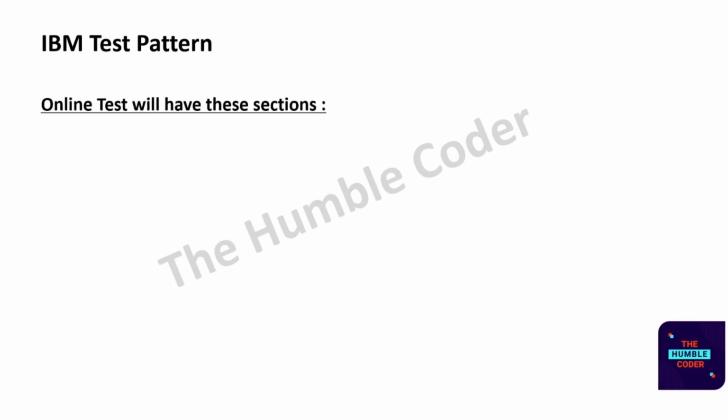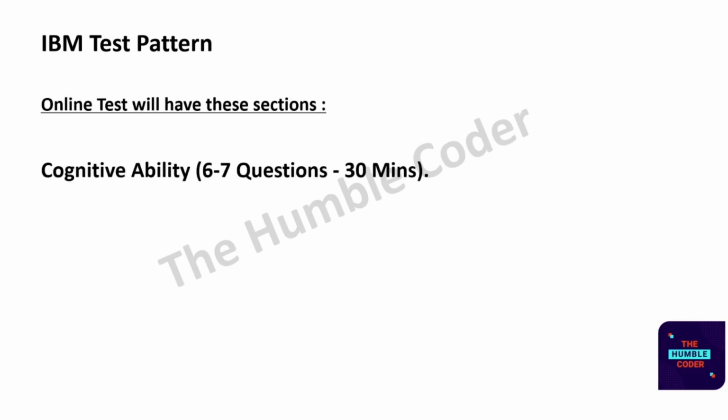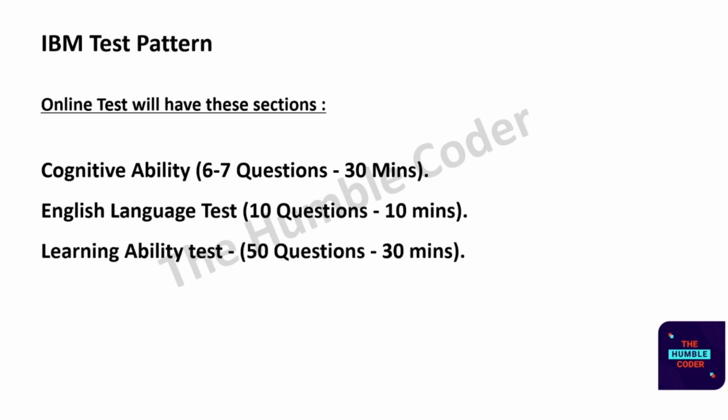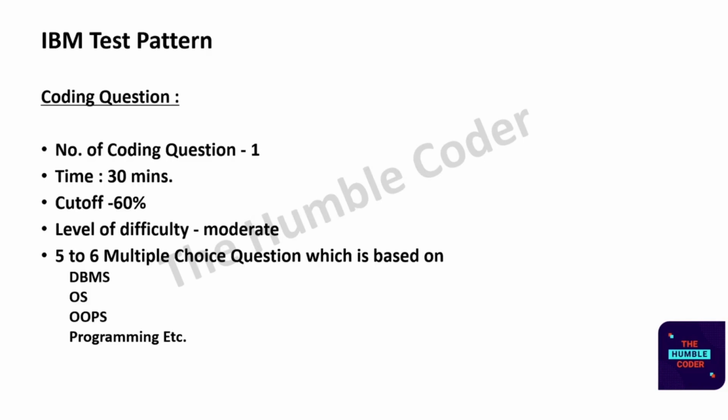The online test will have these sections. First of all, it will have cognitive ability. From cognitive ability you will get 6 to 7 questions, and for this you will get 30 minutes to solve these questions. Next is the English language test. For this you have 10 questions, for which you will get 10 minutes to solve. Then we have the learning ability test. You will get 50 questions of learning ability, and you will have 30 minutes to solve these questions.